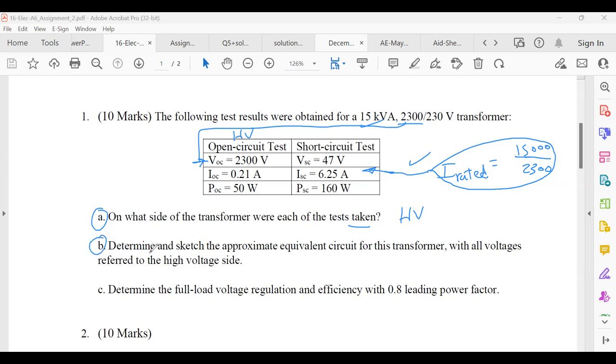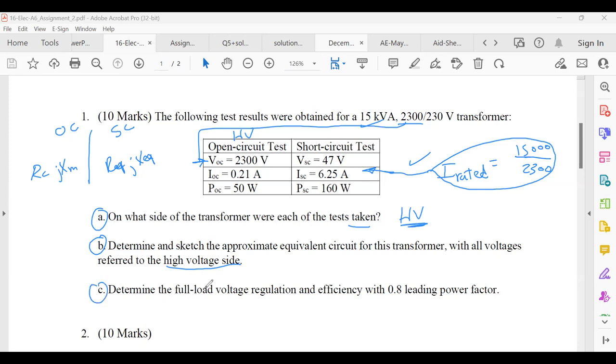D is to determine and sketch the approximate equivalent circuit for this transformer with all the voltages referred to the high voltage side. It's already referred to the high voltage side, right? So you have to do your calculations for the open circuit, short circuit test. Open circuit, you get the RC and jXM. Short circuit, you get R equivalent and jX equivalent. Okay.